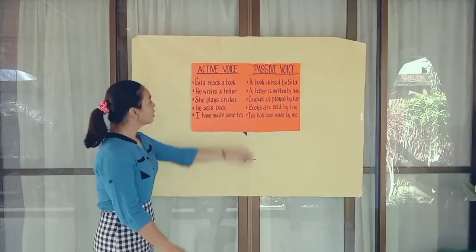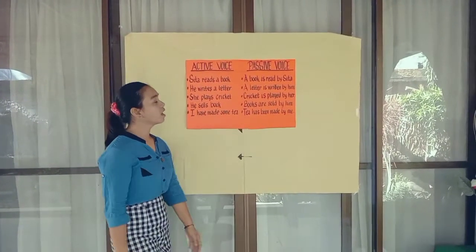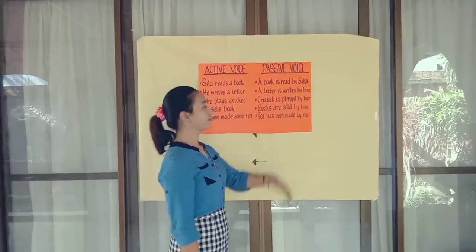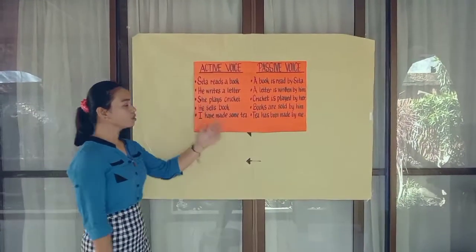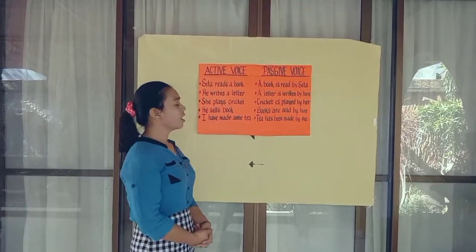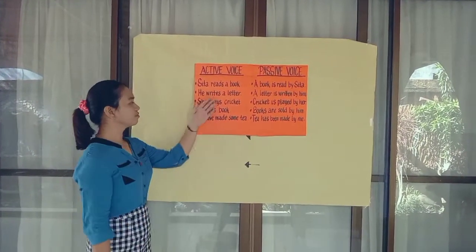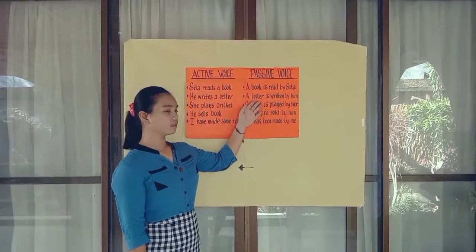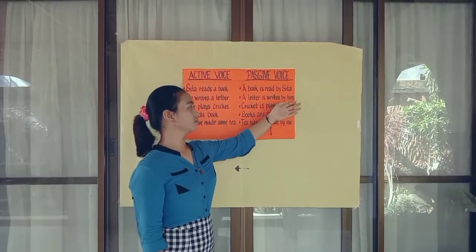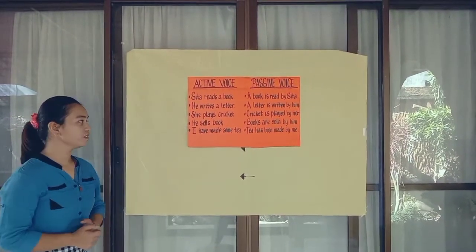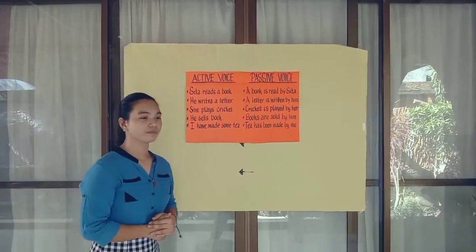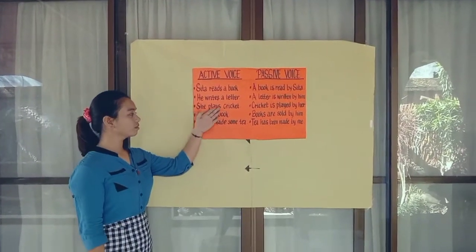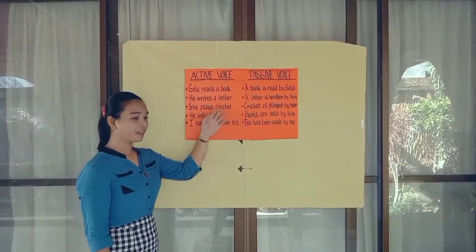In active voice, Sita reads a book. In passive voice, we would say, a book is read by Sita. Okay, number two examples. Who would like to read? Okay, Mr. Cruz. Very good. In passive voice. Okay, and third examples. Who would like to volunteer? Okay, Miss Rias. Read it aloud. In passive voice.